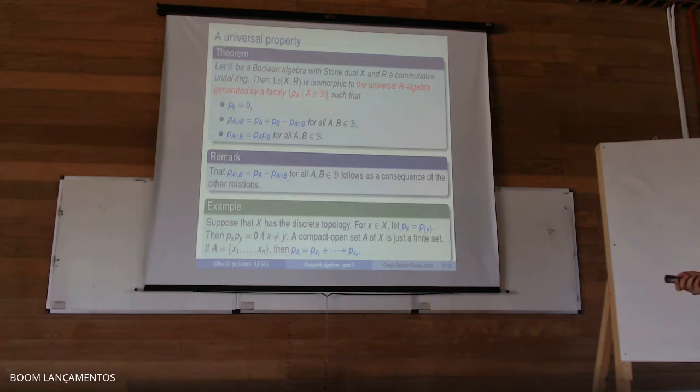So let's say A is these n points. Then you can write the projection, because there's no intersection between them, as just this finite sum. So really, the algebra of locally constant functions on X, when X has the discrete topology, is just generated by the projection associated with each point.